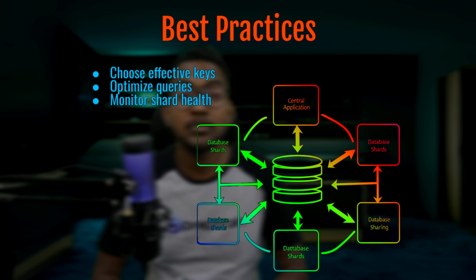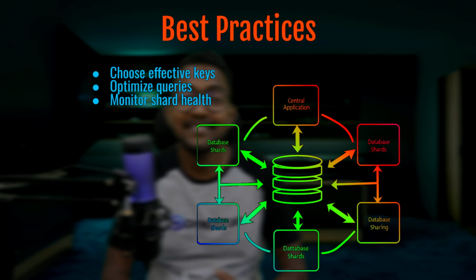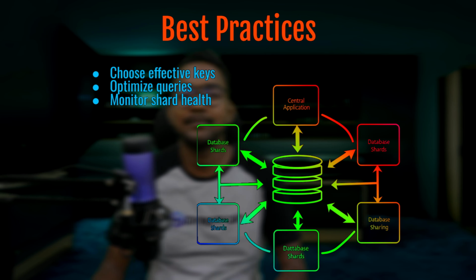Next, we can also implement consistent hashing. Consistent hashing minimizes the data movement when adding or removing shards. So it enables smooth scaling. This technique helps maintain system stability and it reduces downtime during rebalancing.